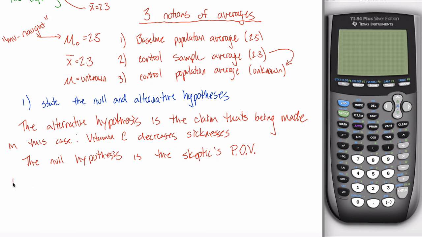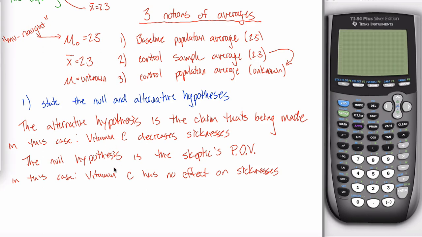Informally, you might say, vitamin C has no effect on sicknesses. And that's the skeptic's point of view, and I know that that's a little bit vague, but it's the best I can do this first time around. We'll always have an alternative hypothesis and a null hypothesis. The alternative hypothesis will always be the claim. The null hypothesis will always be the skeptic's point of view. So in this case, in English, the alternative hypothesis is that vitamin C decreases sickness for kids. And the null hypothesis is that vitamin C has no effect on sickness for kids.